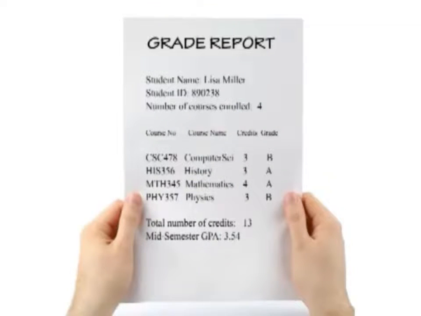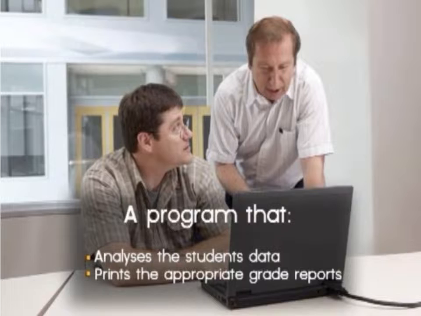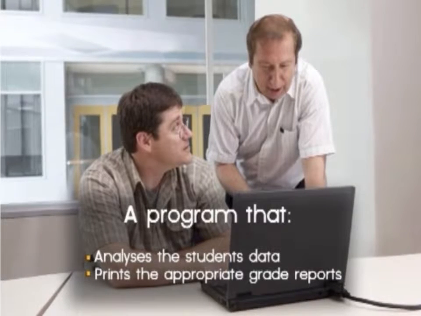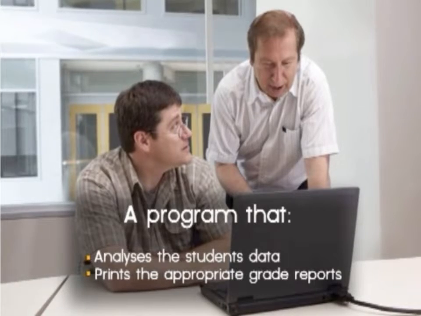If a student has paid the tuition, the grades are shown on the grade report together with the grade point average. If a student has not paid the tuition, the grades are not printed. For these students, the grade report contains a message indicating that the grades have been held for non-payment of the tuition. The grade report also shows the amount due. The registrar's office wants your help in writing a program that can analyze the students' data and print the appropriate grade reports.